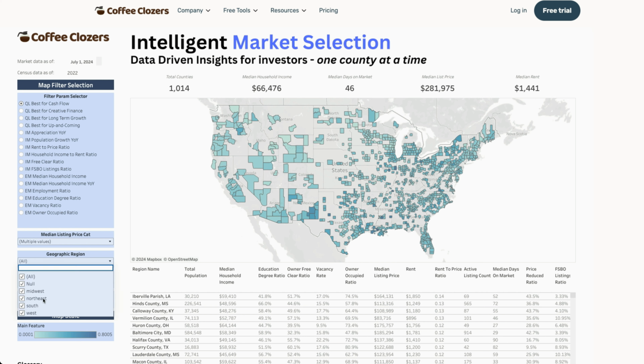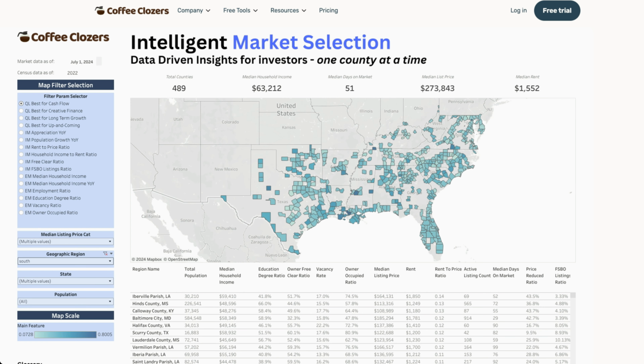So he wants to focus on this area as well as probably the whole Southeast region. So we're going to filter here and just look at the South. We now see our map is zoomed a bit. We can now see that we're looking strictly at the Southeast and a little bit of South region.